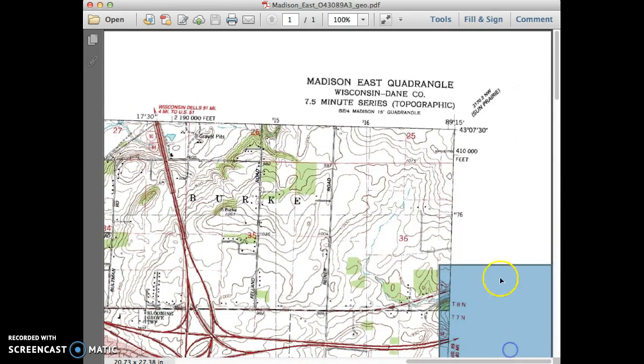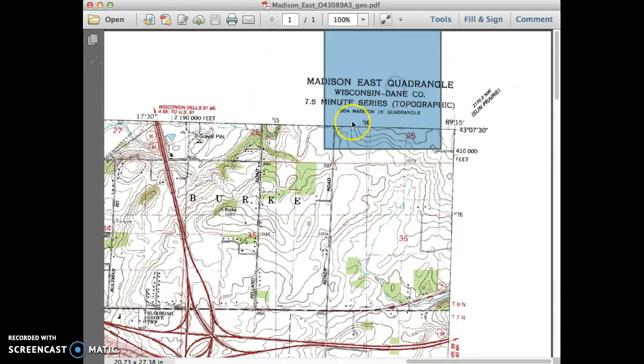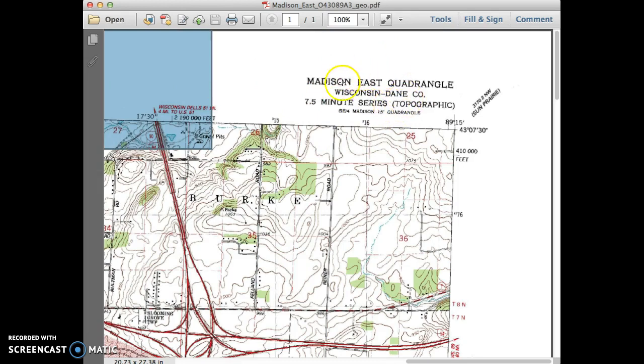And if you scroll over to the far right side, the information that we need that gives us the name, that's kind of interesting, the name of our map is up here at the top. So we can see this is the Madison East Quadrangle. It tells us the general location. It's in the state of Wisconsin and in Dane County. And then we can see what type of quadrangle this is. This map is actually a 7.5 minute series. So that means it's a 7.5 minute quadrangle.